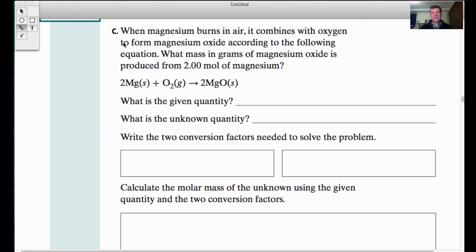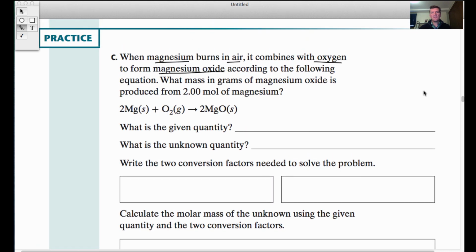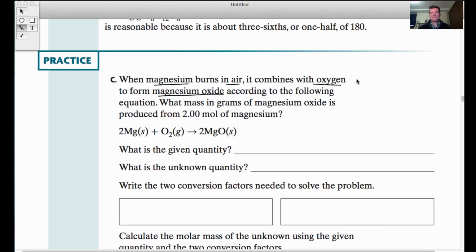I'm going to use this example right here. It's a fairly simple reaction. We have magnesium burning in air, and when that does, it combines with oxygen to produce magnesium oxide. Now I'm going to write out that reaction: 2Mg plus O2 yields 2MgO. And now I'm going to make a little bit of a table here.